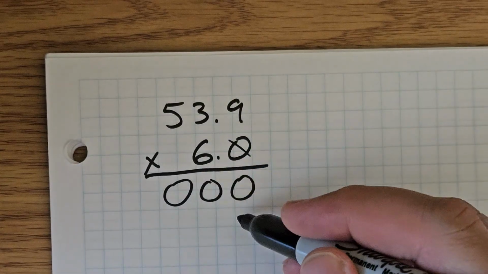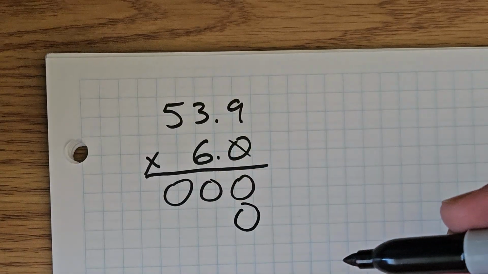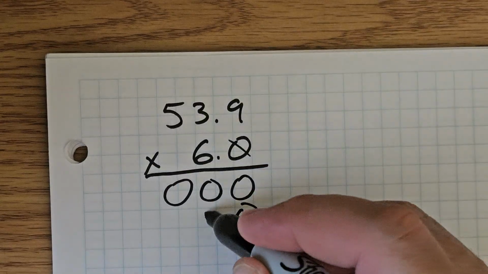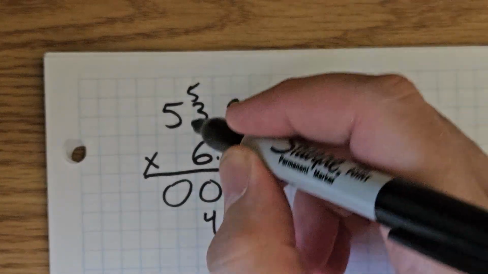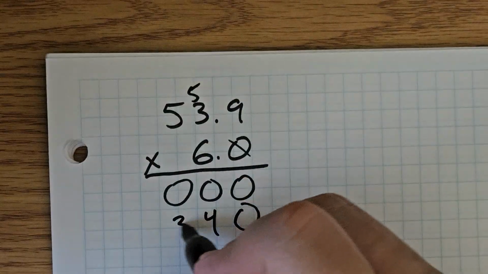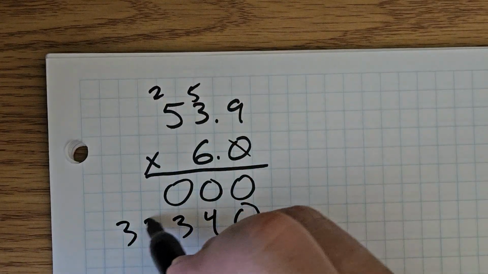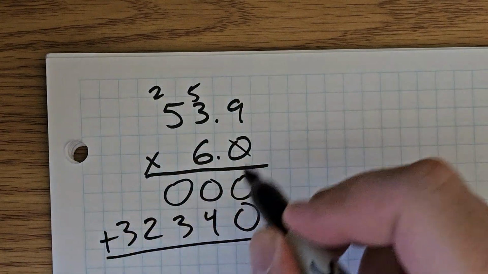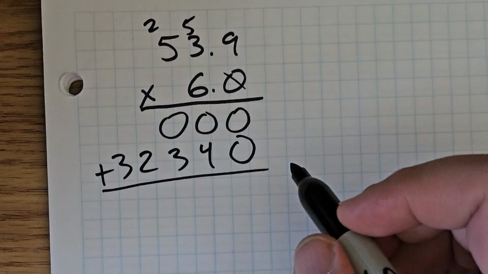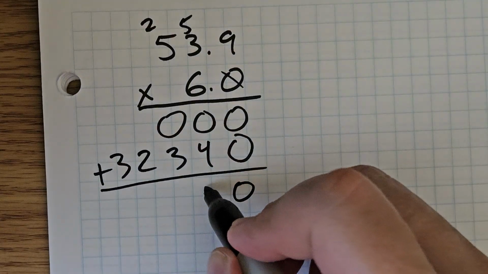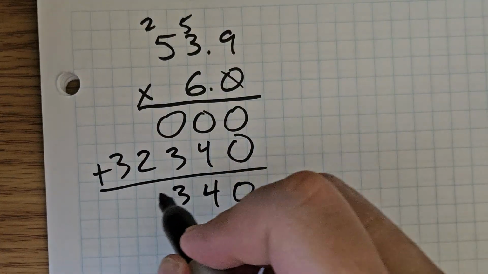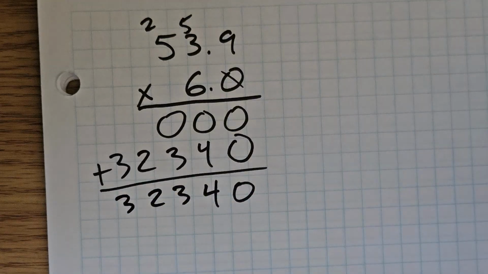Now I'm going to come down to the tenths place, so I'm going to fill in a place value holder 0. 9 times 6 is 54, carry the 5. 3 times 6 is 18, and 5 is 23. And 5 times 6 is 30, and 2 is 32. Now I'm going to add my partial products together here, and I'm going to get a 0, a 4, a 3, a 2, and a 3.